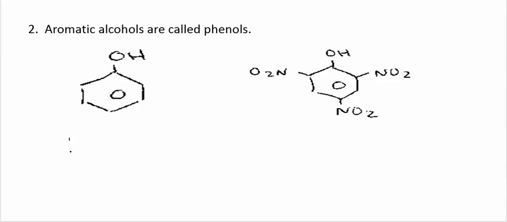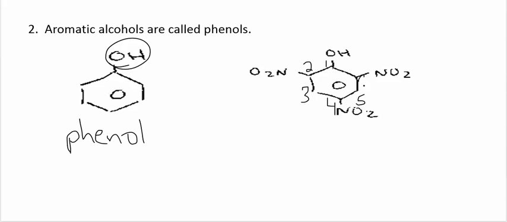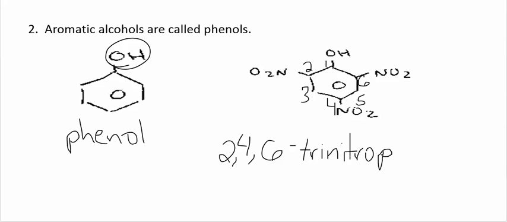So this first molecule here is just called phenol. That takes care of the OH in the naming of it. So it's a benzene ring with an OH group. In this second example, the OH gets carbon 1. So when we number the other groups, we have to number off of that hydroxyl group. So we have substituents on carbons 2, 4, and 6. So we're going to say 2, 4, 6. And those substituents are nitros. So trinitro. And then phenol.